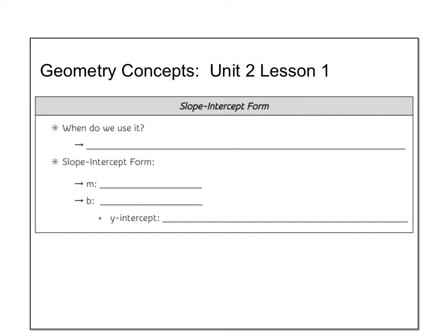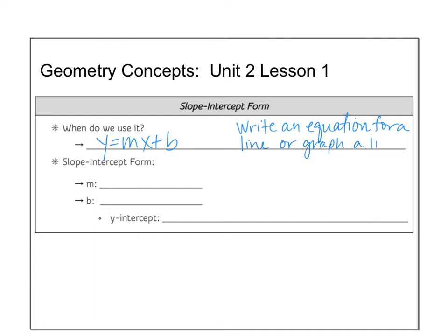The first thing I want to talk about today is slope-intercept form. First of all, slope-intercept form is y equals mx plus b. This might look kind of familiar, and when do we use it? We use it when we want to write the equation for a line or graph a line. So I'll just write that down: write an equation for a line or graph a line. That's when we would use the slope-intercept form.